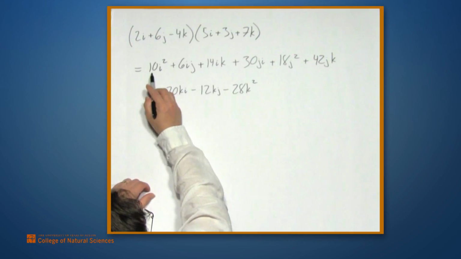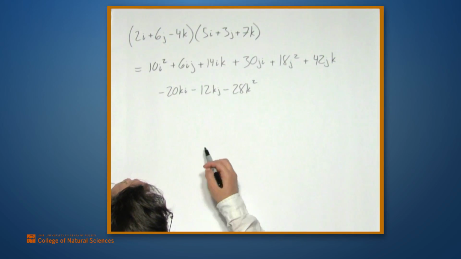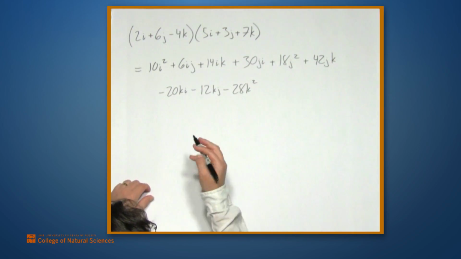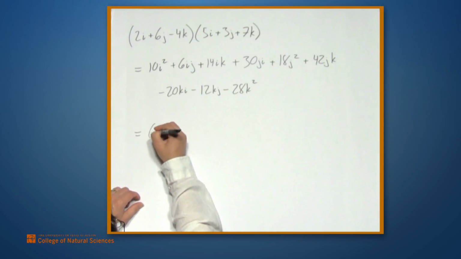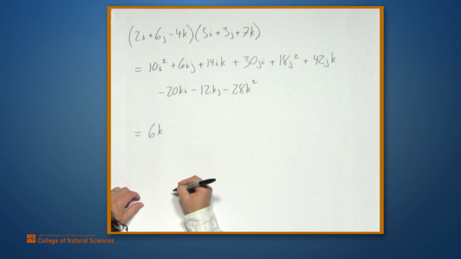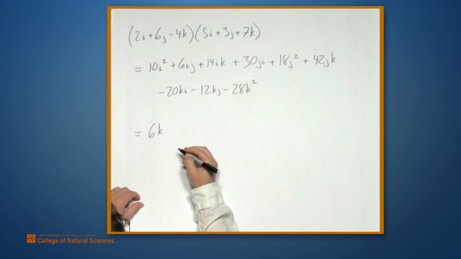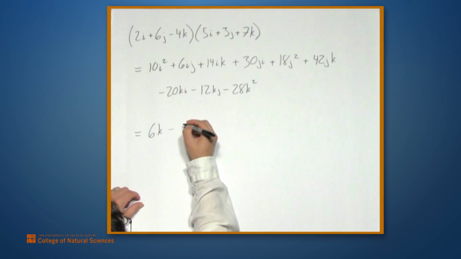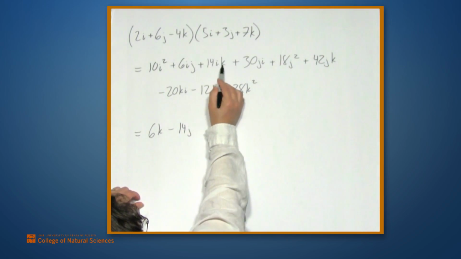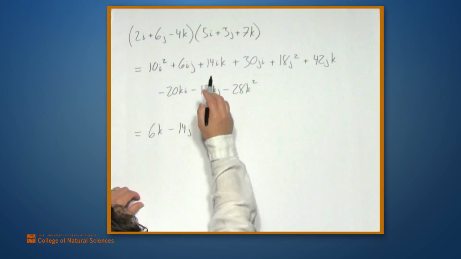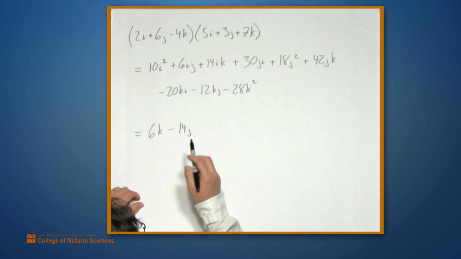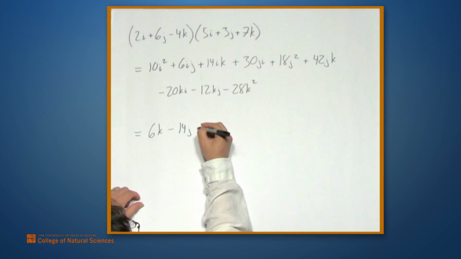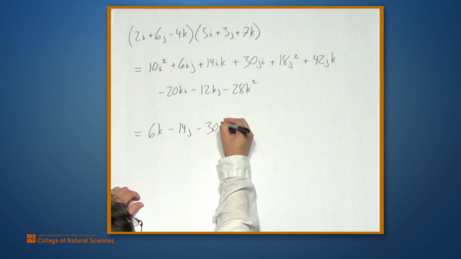Now let's get all of these in terms of i, j, and k alone. We already know that the 10i squared, the 18j squared, and the negative 28k squared disappear. So 6ij becomes 6k, 14ik becomes negative 14j. Remember, k times i is j, so i times k is negative j, so we get a negative 14j. Likewise, 30ji becomes minus 30k.